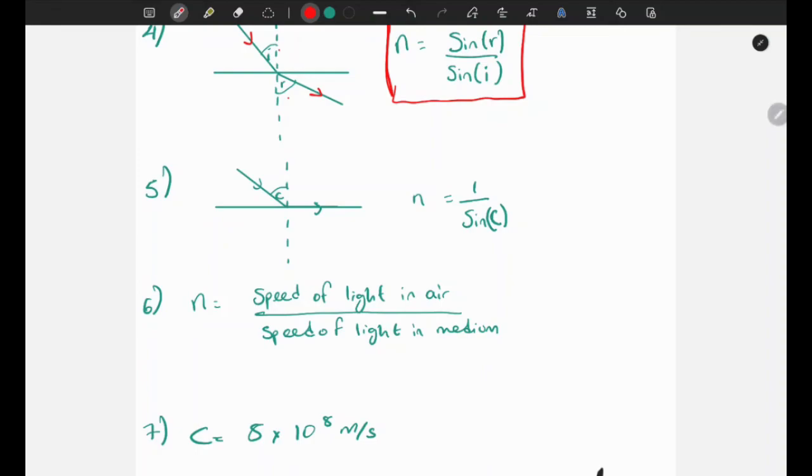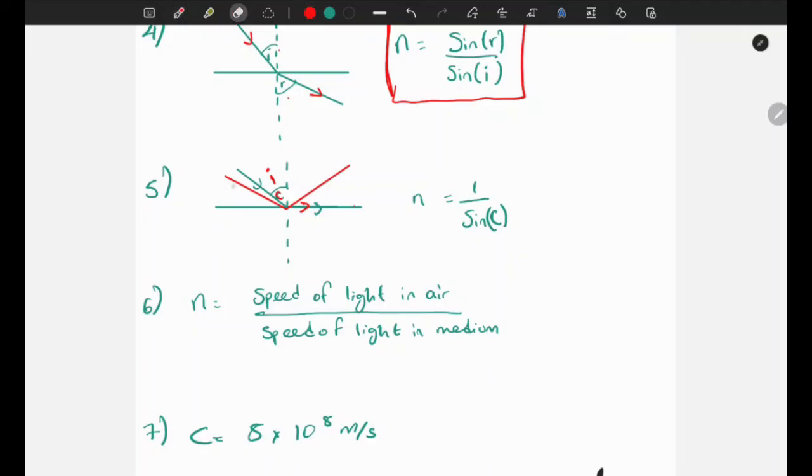So this is the critical angle. The critical angle is the angle of incidence when the refracted ray is along this line, or along the principal line. If this angle increases any more, there would be total internal reflection. There would be no refraction.